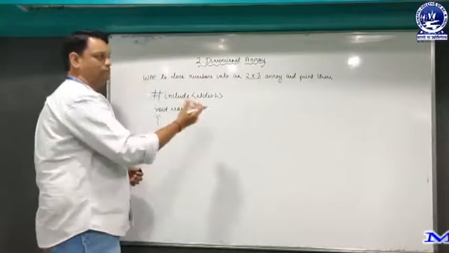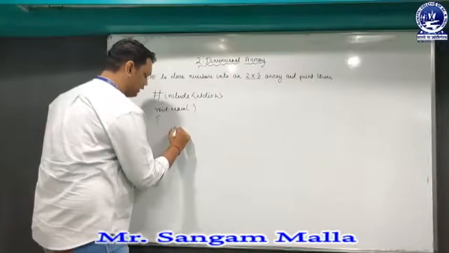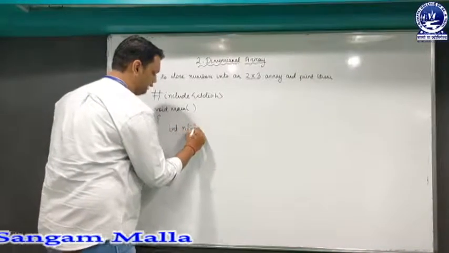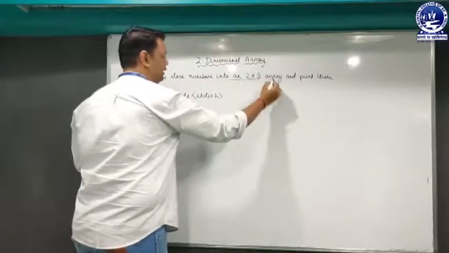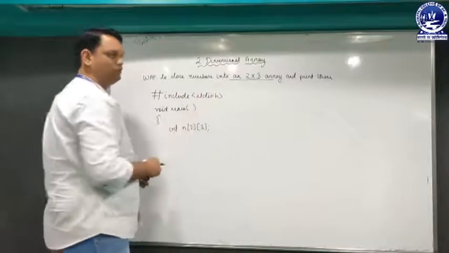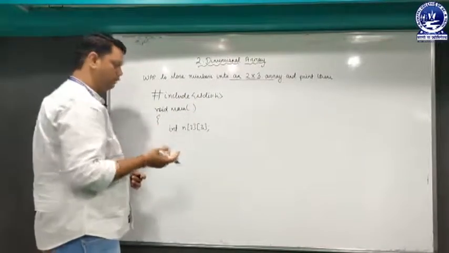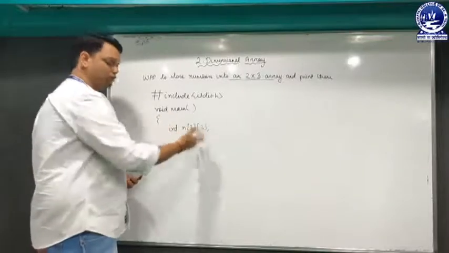That means here we have the concept of row number and column number. So let's say I will take int n[2][3]. So our array initialization part has been completed. Now we will be storing the numbers and printing them. If we want to store the numbers, we can store them directly.